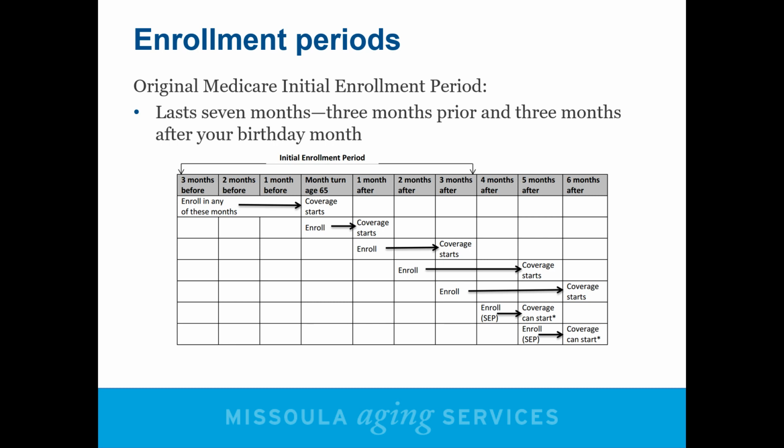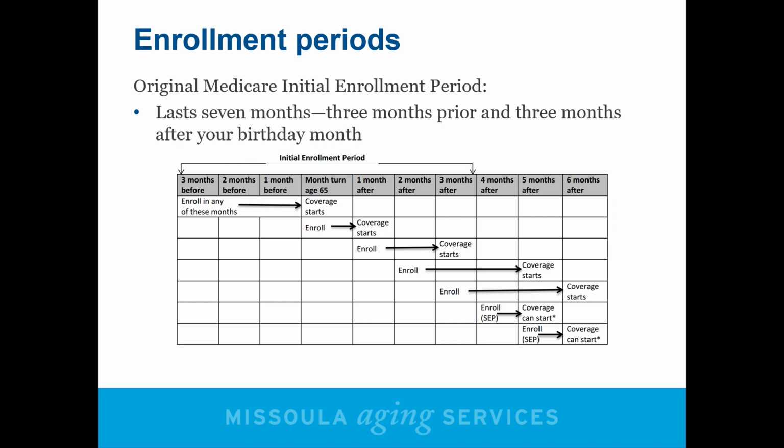Enrollment periods. Here are the enrollment periods for Medicare Part B. Anytime in that 3 months before you turn 65, you can expect coverage to start the first day of the month you turn 65. If you wait until that month, coverage will start the next month, and as you go further out, your coverage is going to start further out.